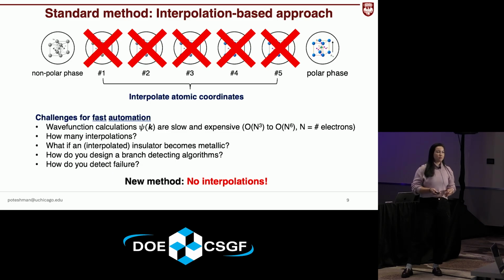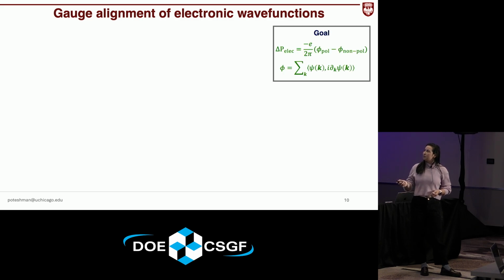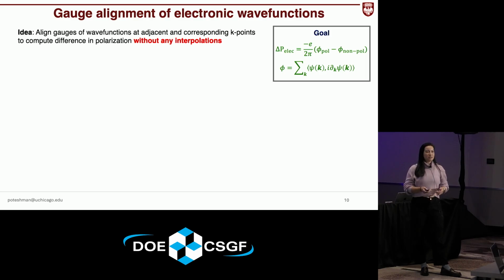The key point is that we design a new algorithm that completely gets rid of having to use any interpolations. That's really why it's faster, because we remove a lot of the computationally limiting steps, and we're able to circumvent all of these different challenges related to interpolations. And so we're able to compute our Berry phase directly from our polar and nonpolar phases. Again, this is the quantity that we're trying to compute, this difference. The key idea is that if we can somehow enforce that every single wave function is written in the same gauge, we can then directly take this difference.